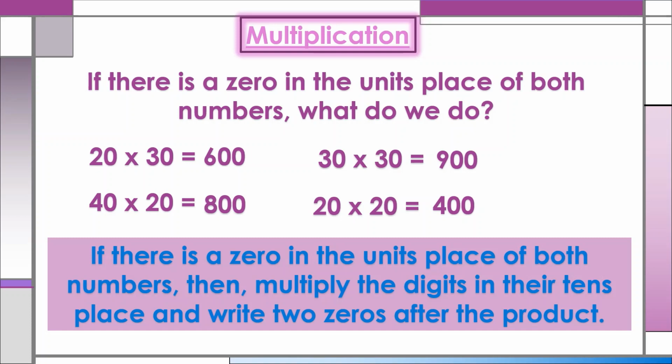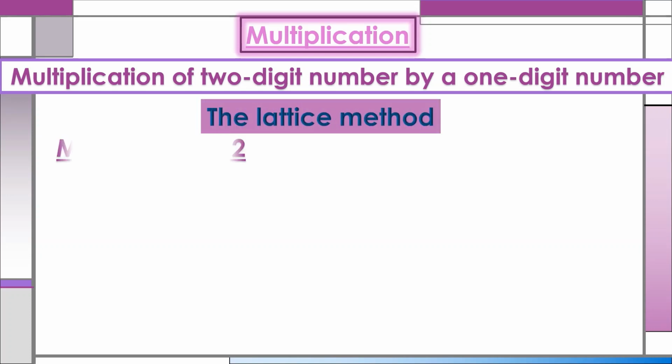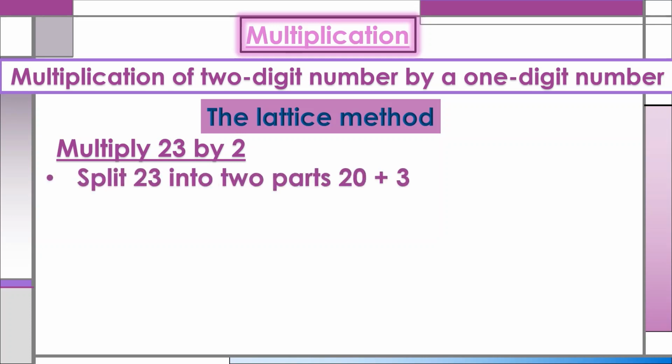Now let us see the next concept of multiplication, that is multiplication of a 2-digit number by a 1-digit number using the lattice method. Multiply 23 by 2. Let us solve this example now. To multiply 23 by 2 using the lattice method, we need to split 23 into 2 parts, that is 20 plus 3.